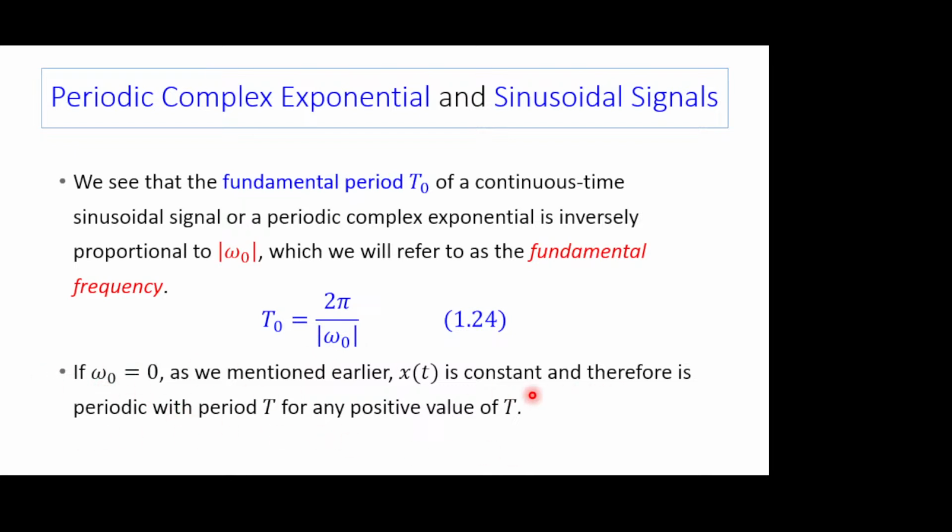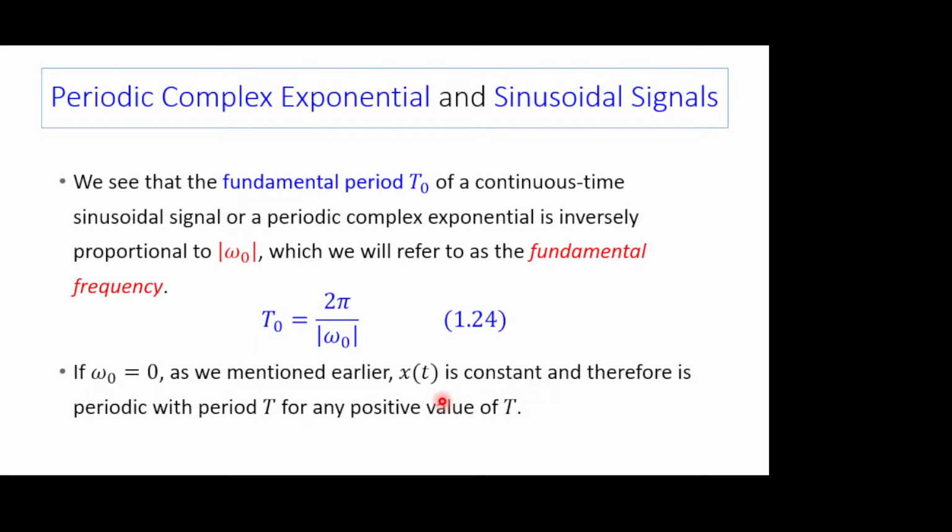And we have a special case where omega naught equals 0, such that it is periodic with any big T. It doesn't quite have a fundamental period. I guess the fundamental period would be 0, but we don't need the definition here, because it's periodic for any big T.